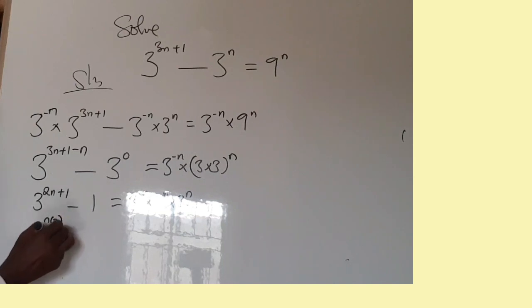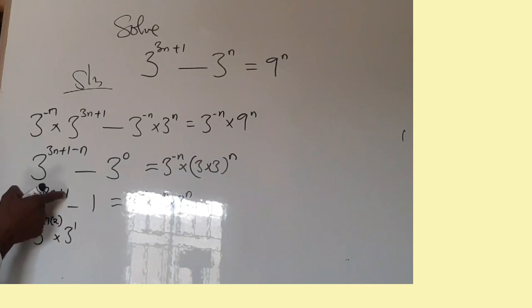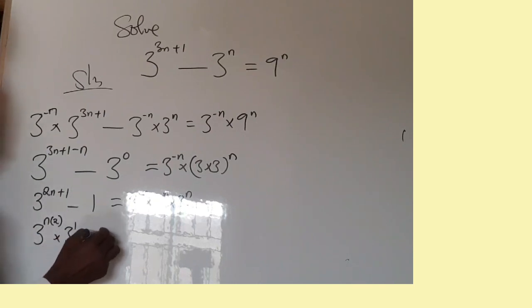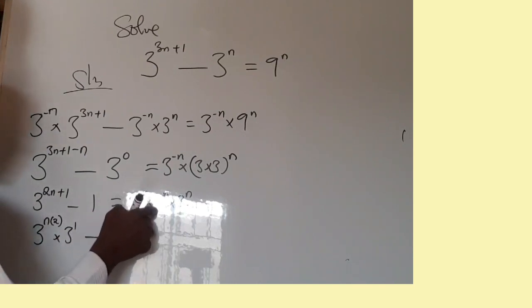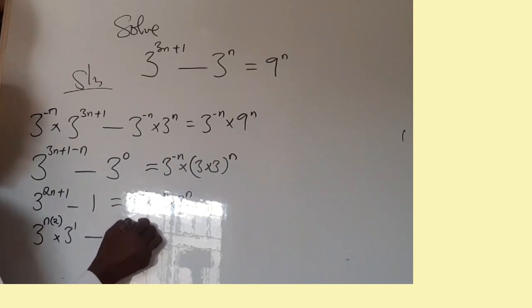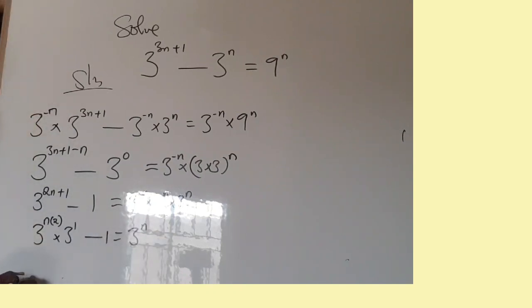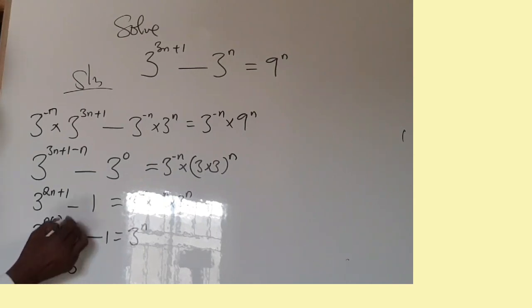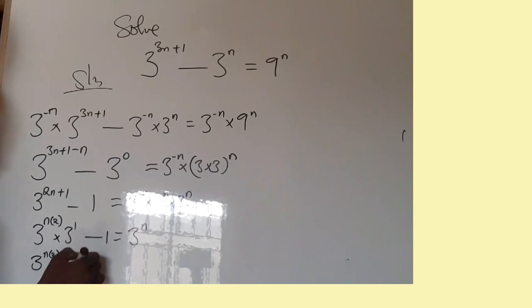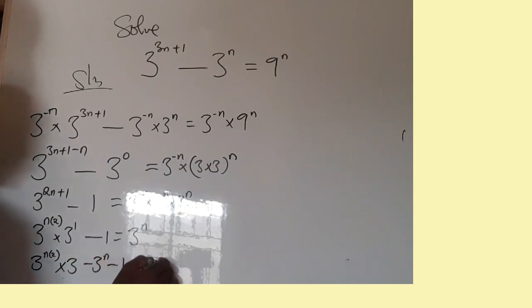Okay, so if you evaluate this well, you find out that here is 3 raised to power n into 2, then times 3 raised to power 1, which is for this one. So minus 1 equal to this, and this will just disappear, so we have 3 raised to power n. From here, if you collect the like terms well, you have 3 raised to power n into 2, then times 3, because a number raised to power 1 is that number. Then we have minus 3 raised to power n minus 1 equal to 0.